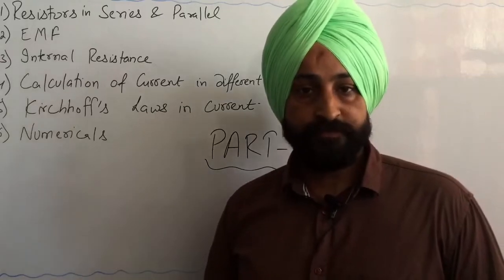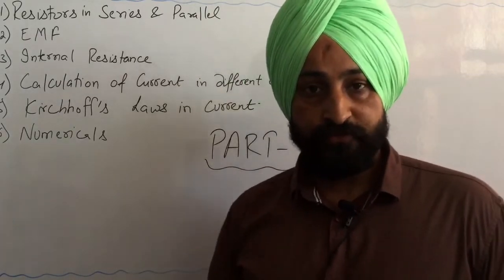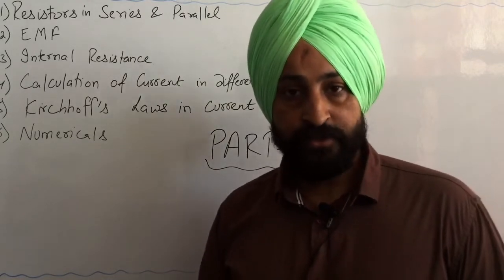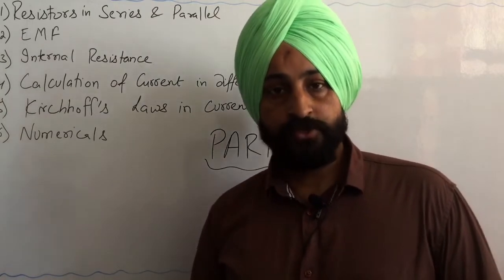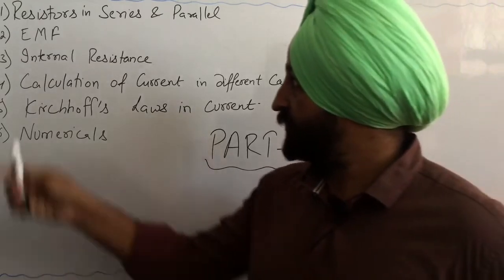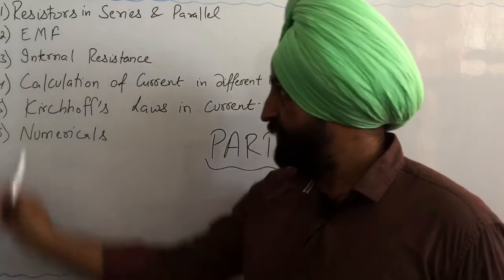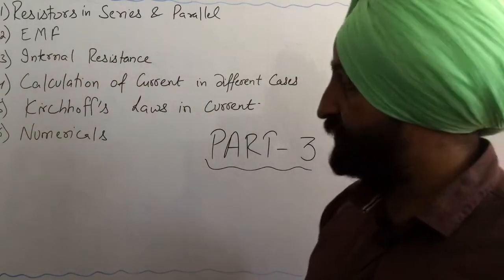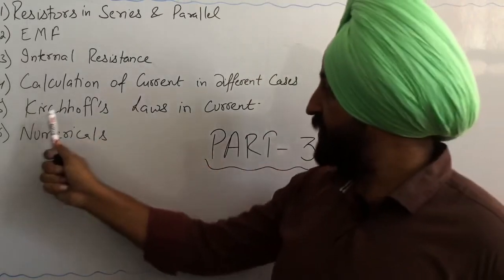Hello students. So today we are going to continue with our unit, that is current electricity, and in that series today we are proceeding with the third part. So the topics that we will be discussing today are as follows. We will be learning about resistors in series and parallel, EMF, internal resistance, calculation of current in different cases, and then we will switch on to Kirchhoff's law in current.